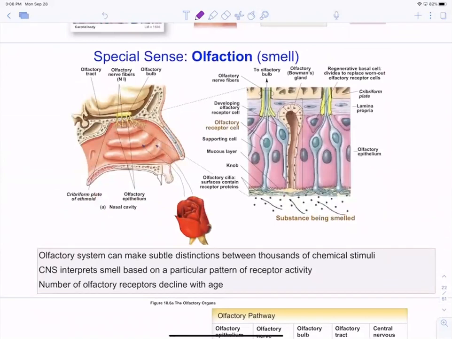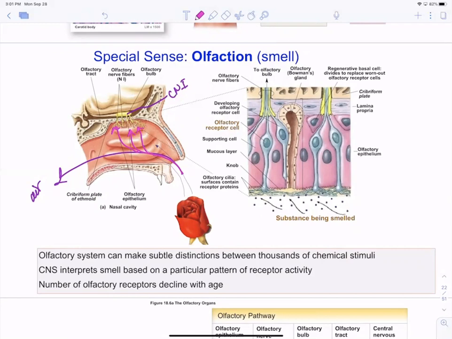So smell, olfaction is a special sense. And this is cranial nerve number 1, your olfactory nerve, right? And the olfactory system is pretty amazing. It can distinguish between thousands of different chemicals. So when we're normal breathing, we just kind of breathe air, right, this way. If you want to get the chemical to come up to the receptors, you really have to sniff and bring that chemical up to, basically, the cribriform plate where those receptors are dropping through.